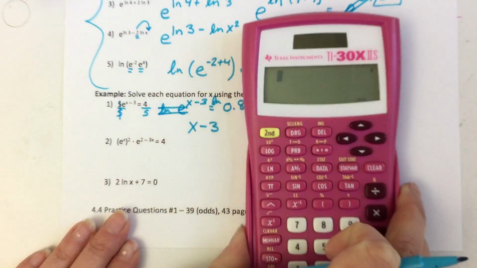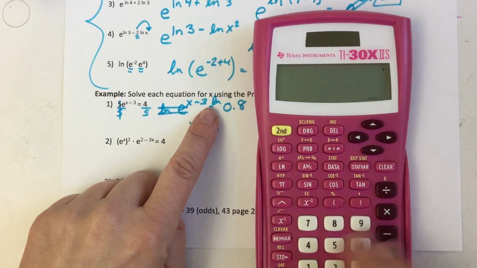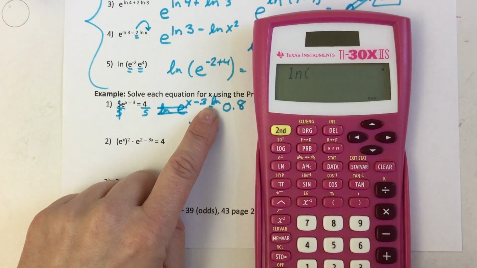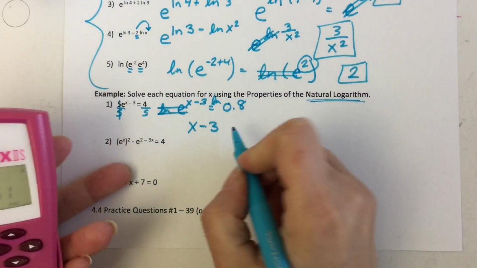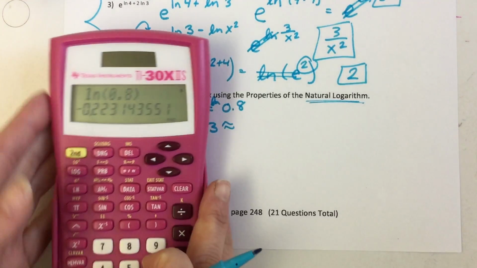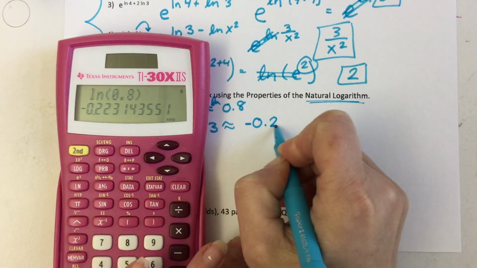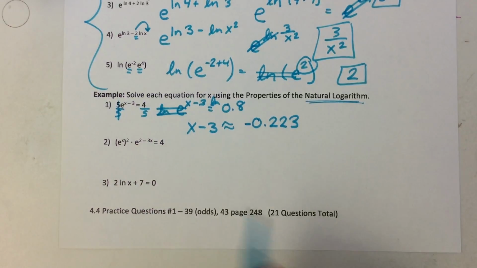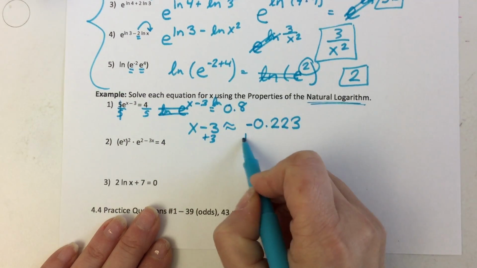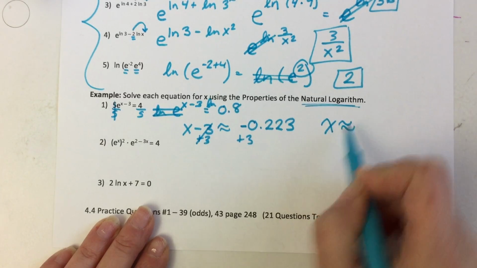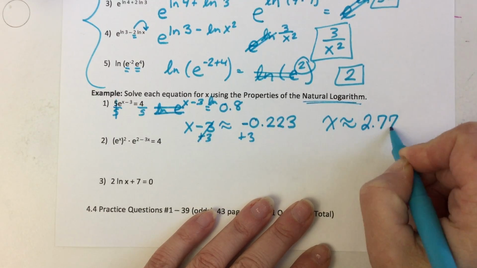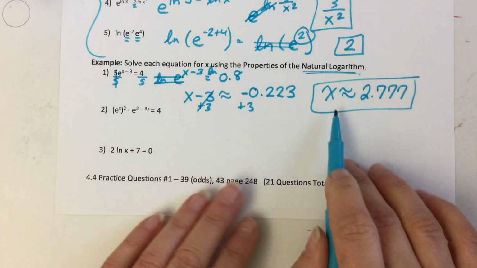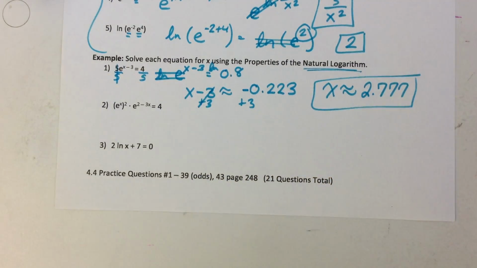Natural log is on the calculator, so I have to take the natural log of both sides. So when I hit the natural log of 0.8, it's going to be an approximate answer. So I have to switch from equals to approximately, and if I look at this, it's negative 0.223. Last step, if I want x all by itself, I need to add the 3. So x is approximately, if I take negative 0.223 plus 3, I get 2.777. Again, I switched that sign to approximate, showing that I did round.